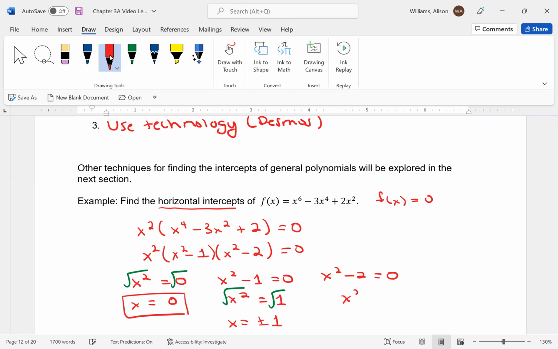Okay, same idea here, only this time it's not going to come out nicely. Oops, I'm a little too fast for my computer. So this is going to be x equals plus or minus radical 2.